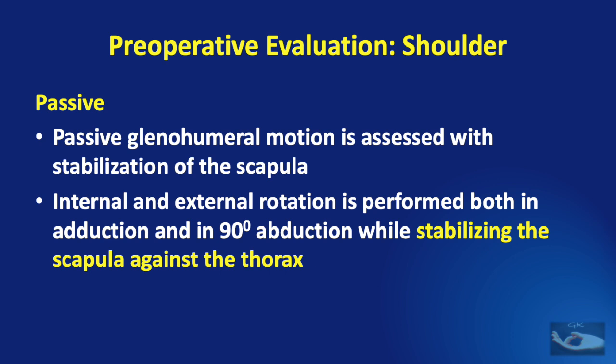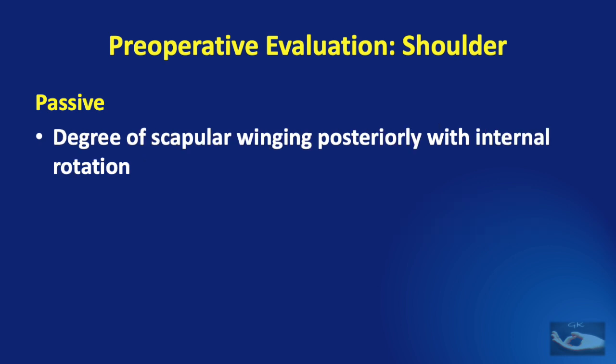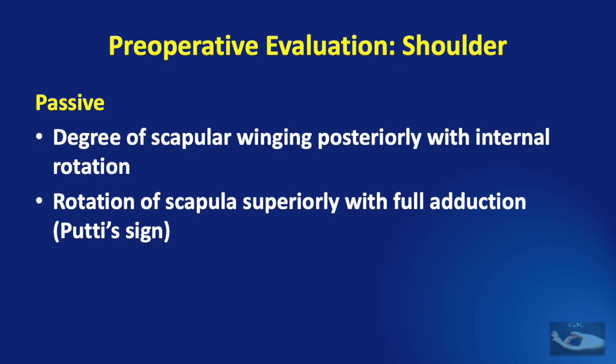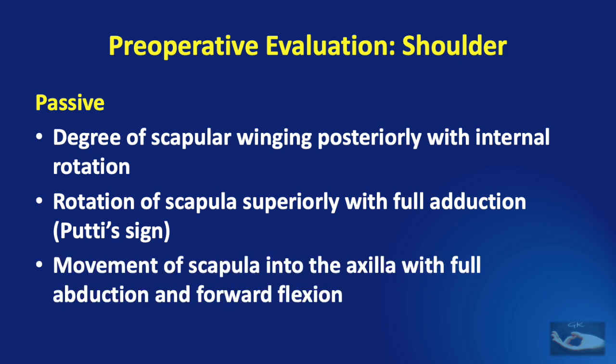When assessing the passive range of movement of the glenohumeral joint, we must remember to stabilize the scapula. Both internal and external rotation are performed in adduction and in 90 degrees of abduction while stabilizing the scapula against the thorax. After that, we need to assess three things: the degree of scapular winging occurring posteriorly with passive internal rotation movements of the shoulder, rotation of the scapula superiorly with full adduction, that is the Putti's sign, and then movement of the scapula into the axilla with full abduction and forward flexion.